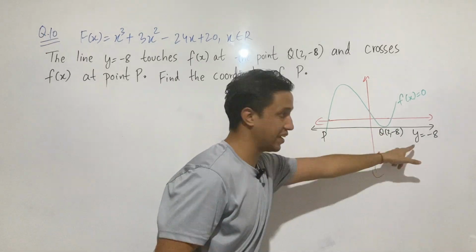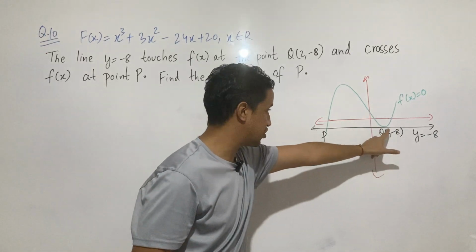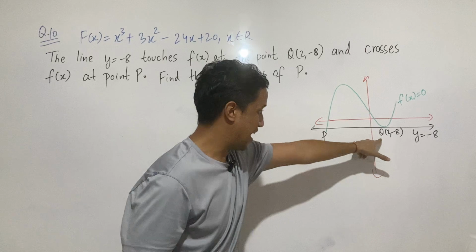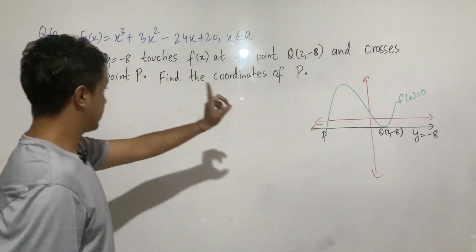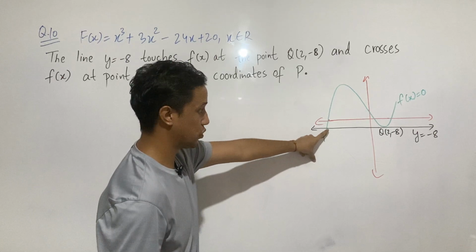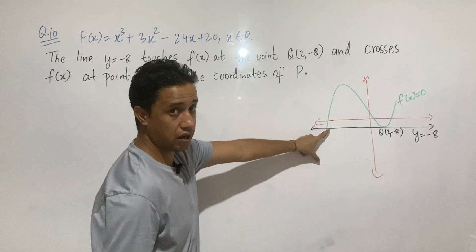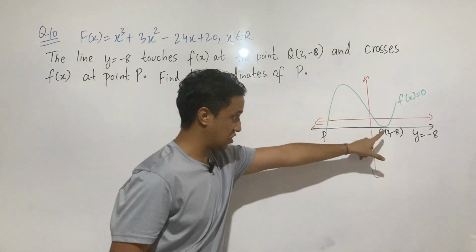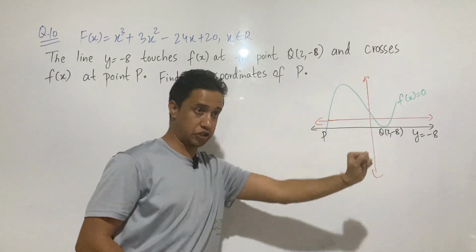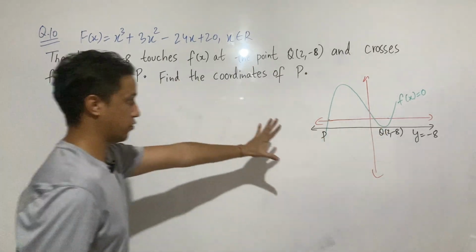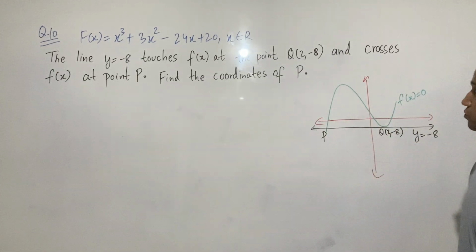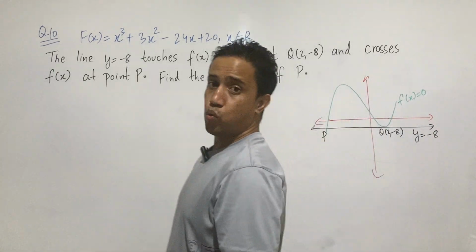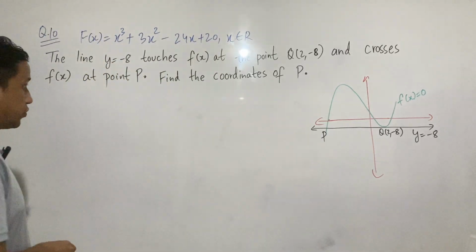So this line y equals -8 touches f(x) at point Q and crosses at point P. So here it is crossing f(x), and here at Q it's just touching f(x). So we have to find the coordinates of this point P. Now let's see what's given to us.